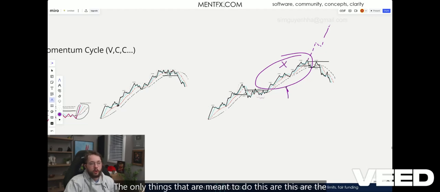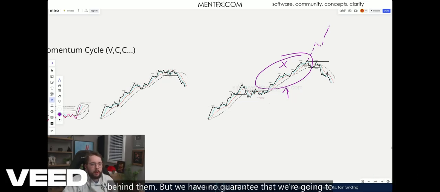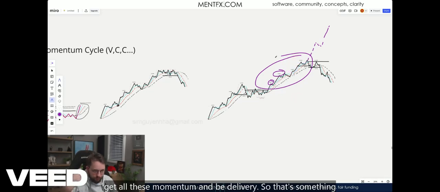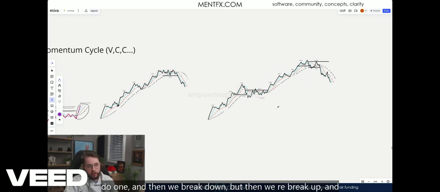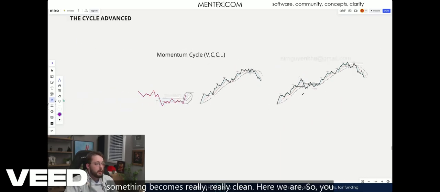The only things that are meant to do this are the things that are super, super powerful, super, super clean, things that are just going to make the best trending moves, right? We as traders are going to try to seek those out, because that's what we do. We are hunters. We hunt out the best possible potential movers and we try to get behind them, but we have no guarantee that we're going to get all these momentum MB deliveries. So that's something to remember, which is why we can go 1, 2, maybe sometimes we do 1 and then we break down, but then we re-break up and something becomes really, really clean.